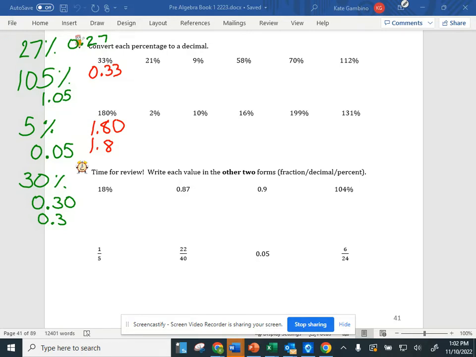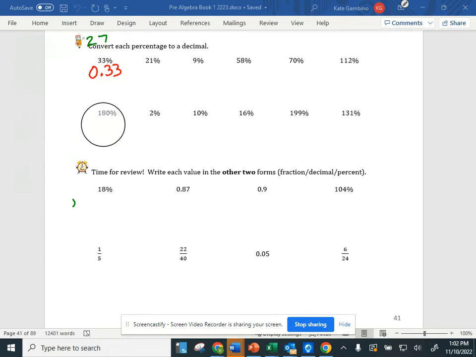All right, let's do a little review. Time for review. Write each value in the other two forms. So we know fractions, decimals, and percentages now. So now we need to be able to go back and forth between them all because we've done all of these. So if I say 27%, you need to give it to me as a decimal and a fraction. So what would 27% be as a decimal and as a fraction?